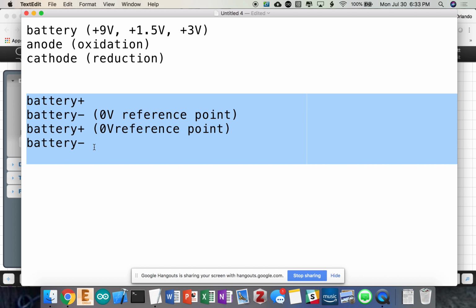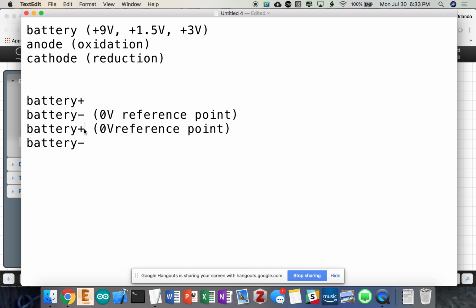Okay, so if I just stack two 9 volts, not directly on top of each other, but such that the plus side of one is touching the negative side of the other, and I consider that point of contact my reference point, then the negative side of the other battery, if these were 9-volt batteries, is now negative 9 volts relative to this reference point. And the positive side of the other battery is now positive 9 volts relative to this reference point.